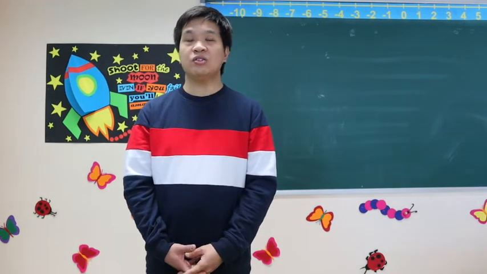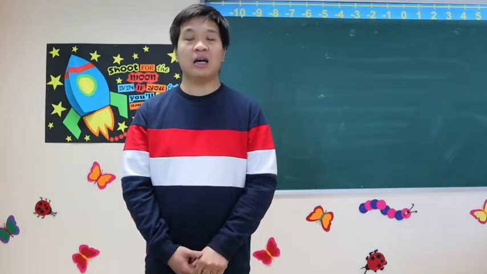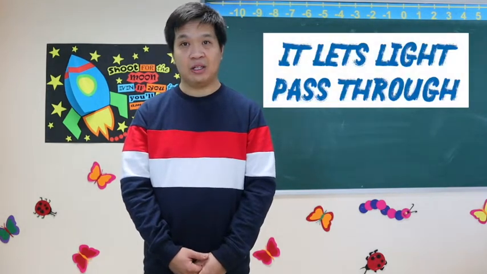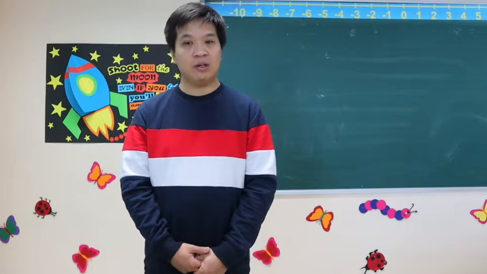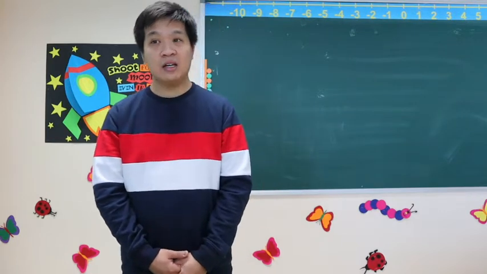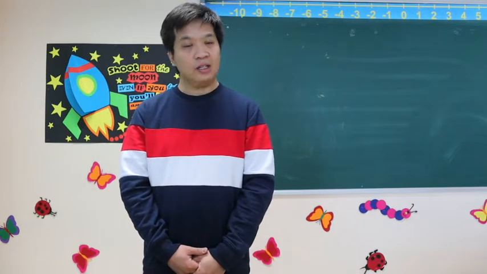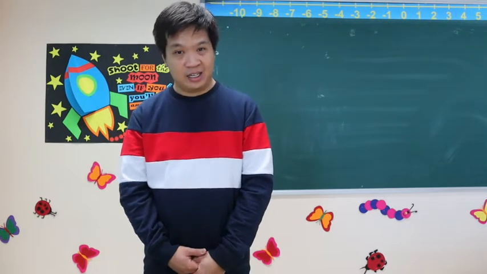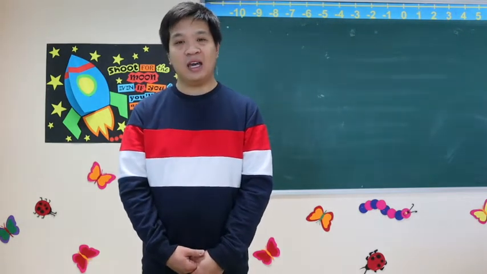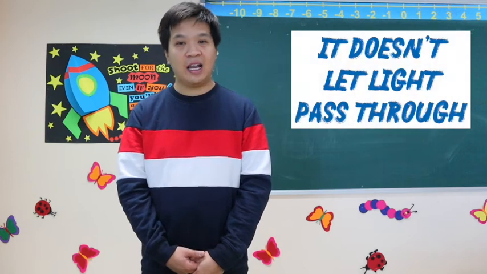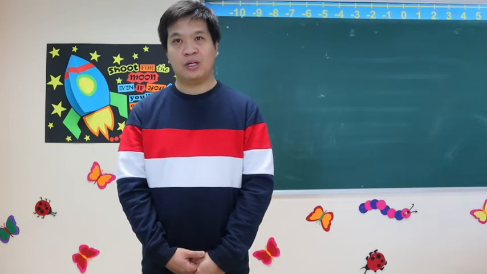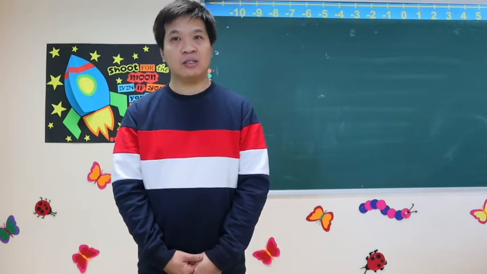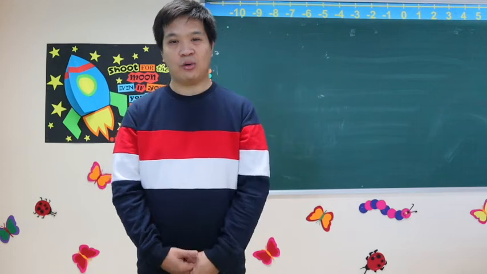Next one is transparent. Now, if something is transparent, it lets light pass through. A very good example of transparent material is window. Next one is opaque. Everybody say opaque. Now, if something is opaque, it does not let light pass through. So, a very good example is the wall or the chalkboard.